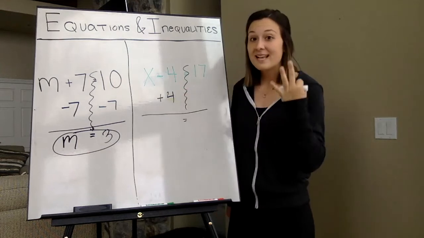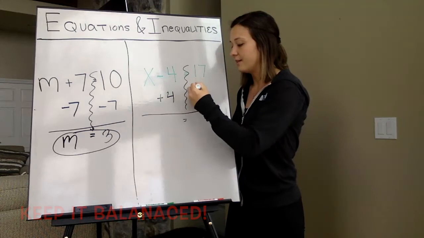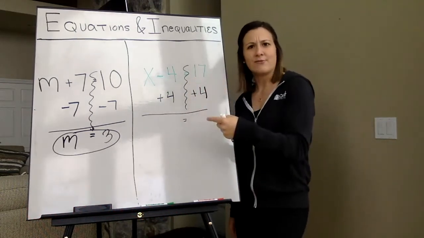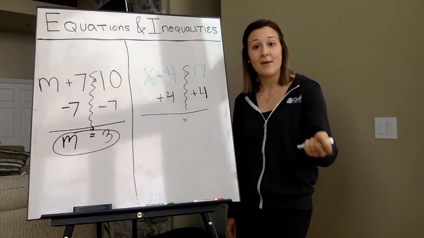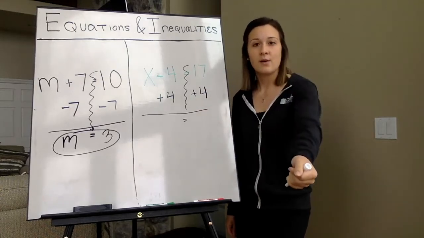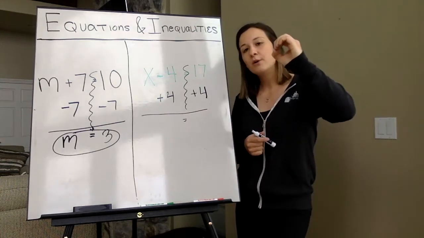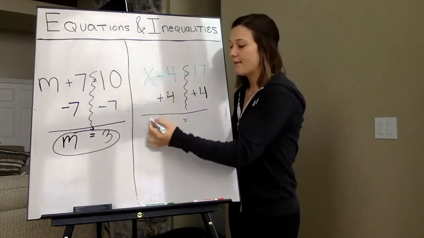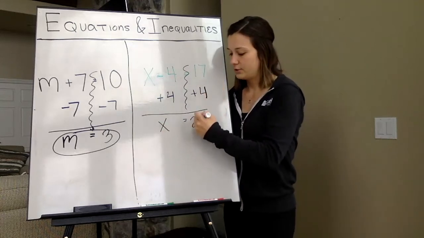Rule number 3 says keep it balanced. So whatever I do over here, I also need to do over here. What's a negative 4 plus a positive 4? Think about it in your bank account. If you had negative $4 in your bank account and you put $4 in, what's your account at now? 0, right? You owe no money and you have no money. So we have 0 over here, so the only thing we're left with is our variable x. And then I have 17 plus 4, which is 21.